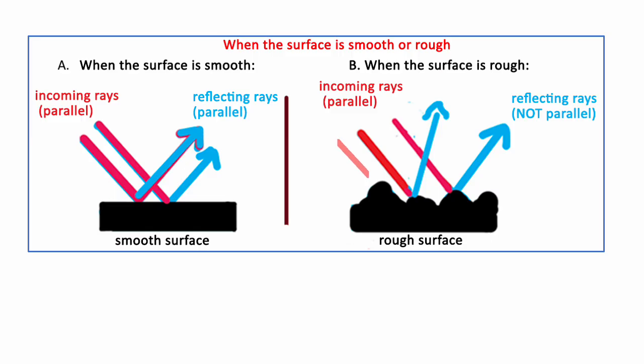When these same incoming parallel rays hit a rough surface, the reflected rays are no longer parallel. And because the light is scattered, you don't see a reflection. And that's why a piece of paper doesn't show your face, even if it feels flat to your touch, because it's still full of microscopic bumps that scatter light. You can show how shiny or matte an object is by how it reflects the light.